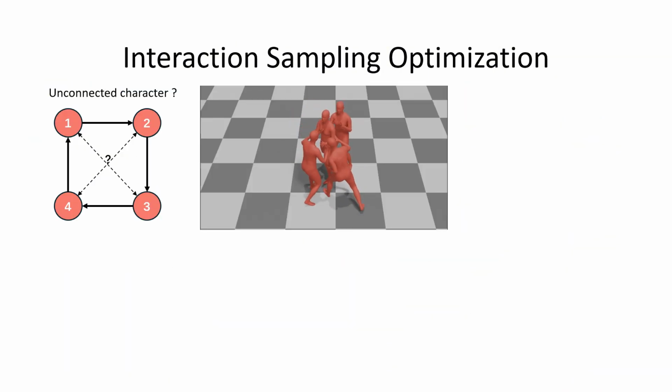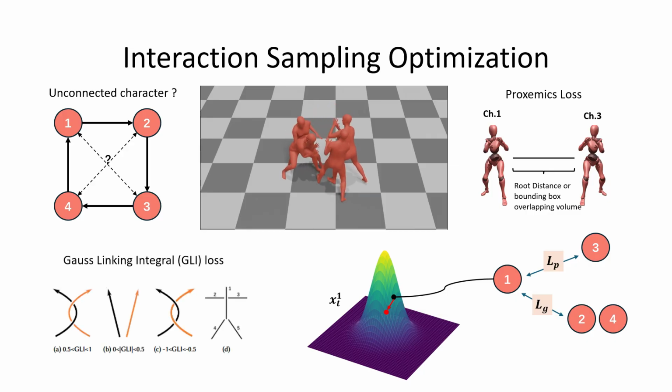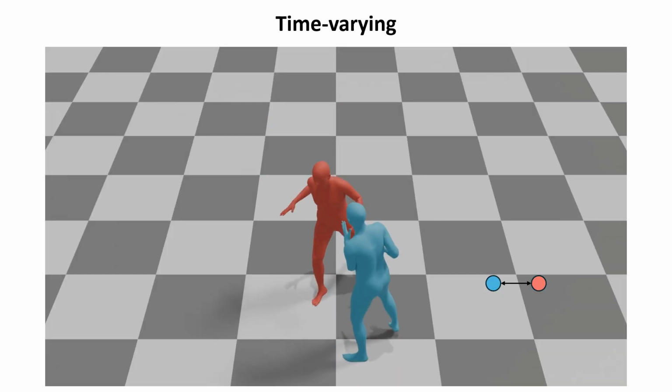However, when there are unconnected pairs in the graph, these two characters are very likely to collide because they don't follow the interaction rules from the pre-trained two-person model. To solve the problem, we propose interaction sampling optimization. We use proxemics loss to guide the sampling, pushing unconnected characters away from each other. We also introduce GLI loss to improve artifacts like penetration between pairs. Please see the paper for the details.